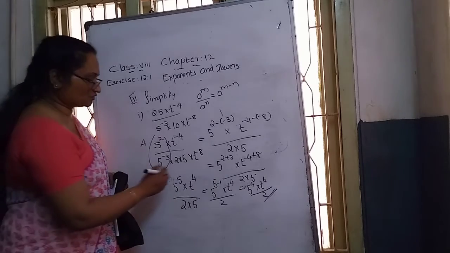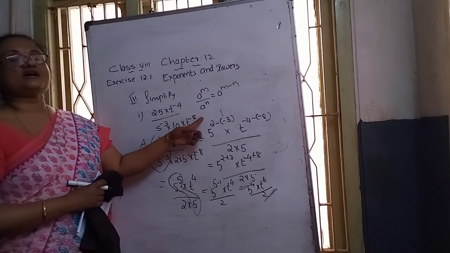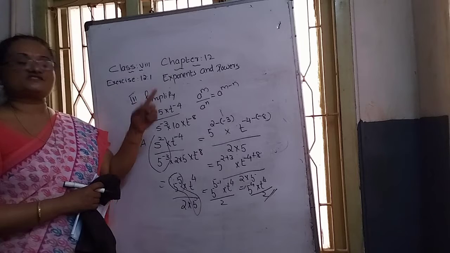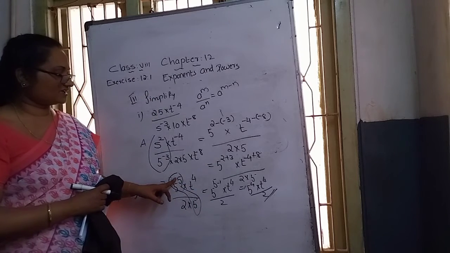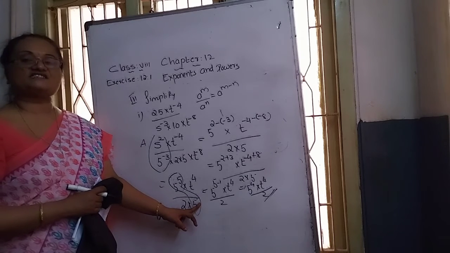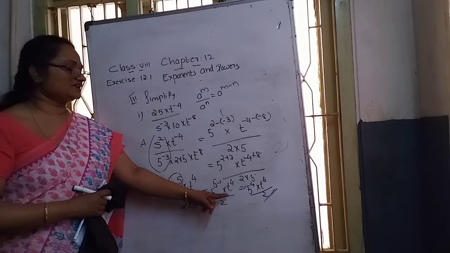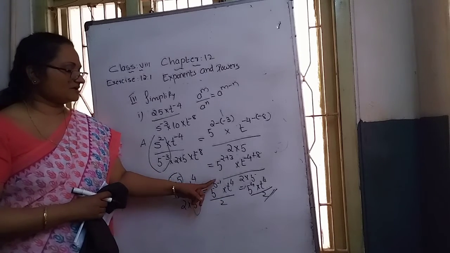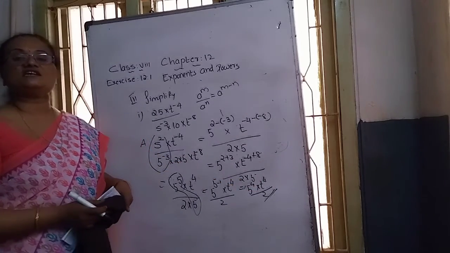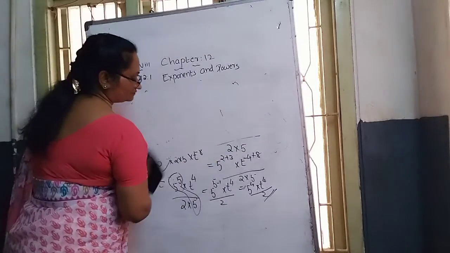Again, in which form are these two? These two are in the form of a raised to m by a raised to n. In the division case, write the base one time and the powers are subtracted. The base is 5, the power here is 1, and in the denominator there is nothing written, which means the power is 1. So 5 minus 1, powers are subtracted, times t power 4 divided by 2. Again, 5 minus 1 becomes 4. 5 raised to 4 times t power 4 divided by 2 is the final answer. Then next, one more question.